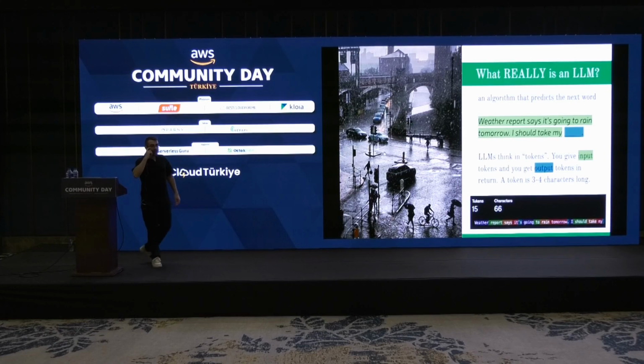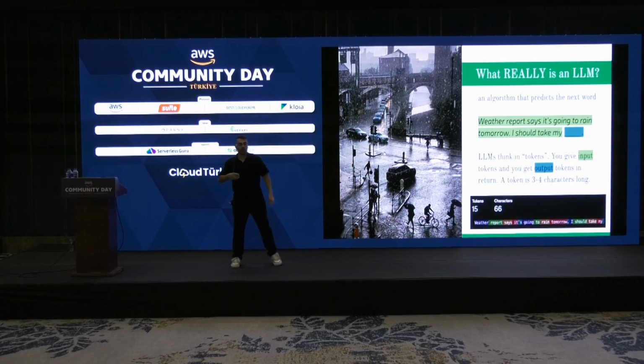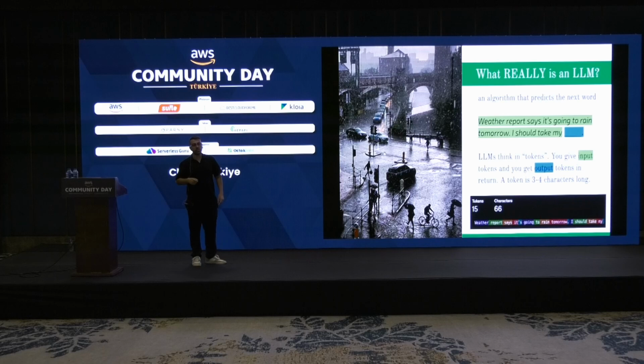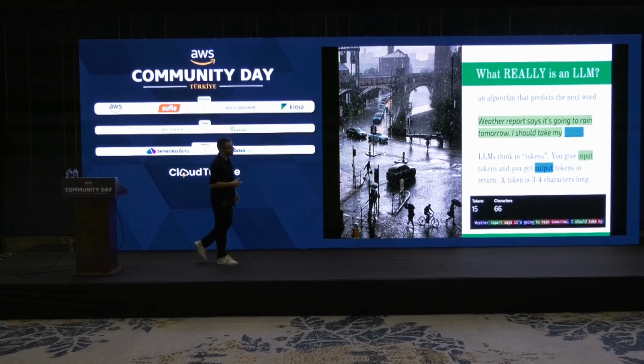When we say LLM, what do we really mean? An LLM is an algorithm that predicts the next word. If you think about this sentence: the weather report says it's going to rain tomorrow, I should bring... and if you fill in the gap, it's obvious you should say umbrella. That's the main technique behind an LLM. It's trying to predict the next token.